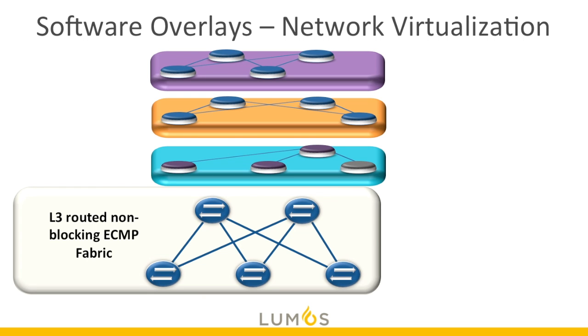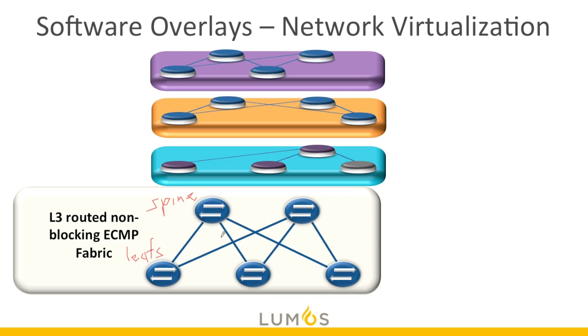One of the aspects of software-defined networking is the concept of network overlays. We're going to talk about this concept a lot in this class. We have the concept of the overlay network and the underlay network. The underlay network will typically be a fast L3 non-blocking ECMP fabric. So we have our spines up here, and we have our leafs down here.